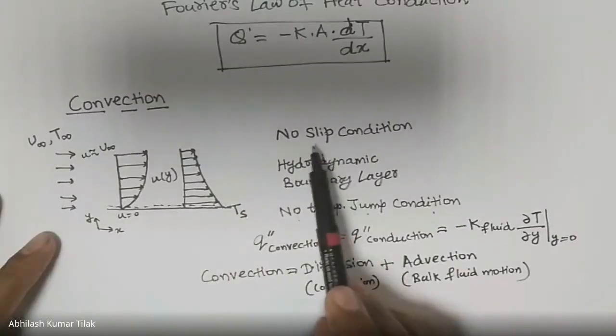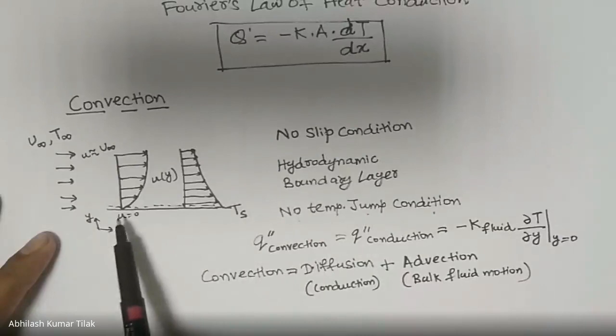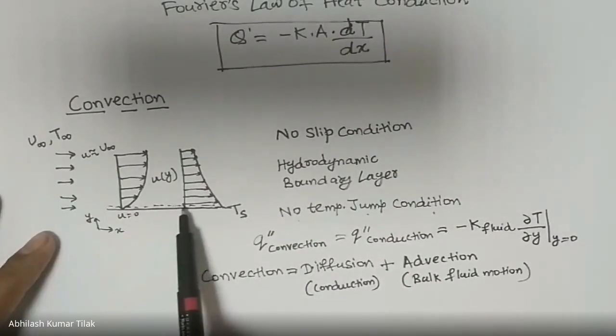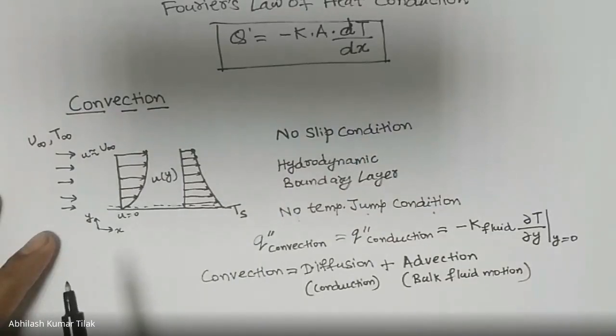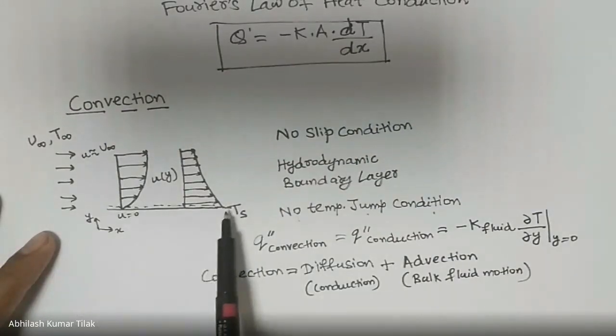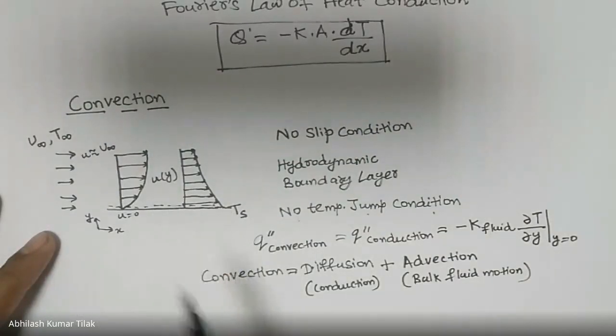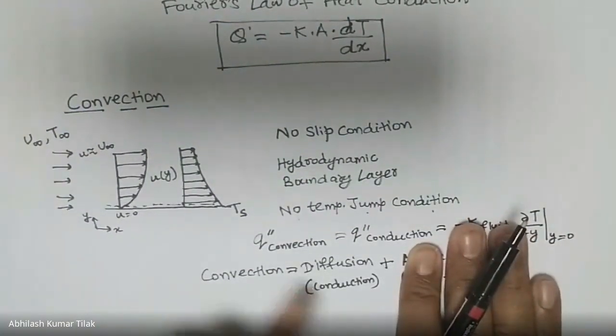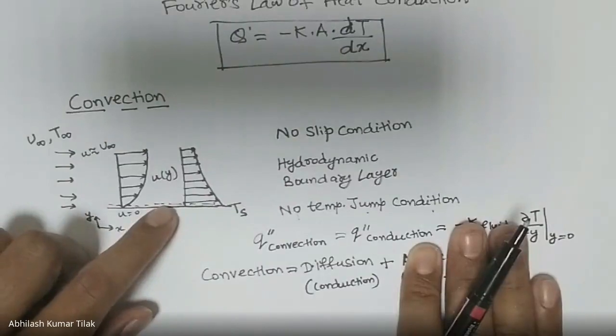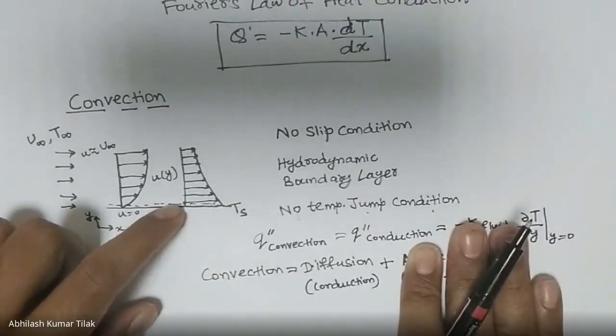Okay. So what I was saying, because of the no slip condition, one of the fluid layers, because of viscous effects, is going to stick to the surface. So in that case, it will have zero velocity. That means your advection term is not there. Only the diffusion term will be there, since there is no motion and the heat will be conducted.